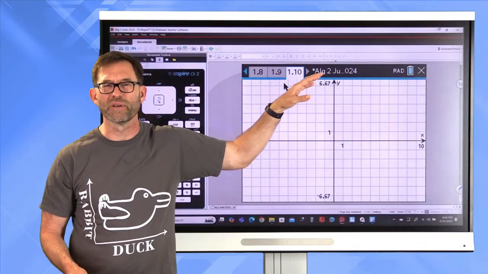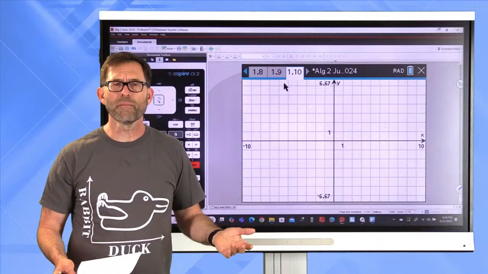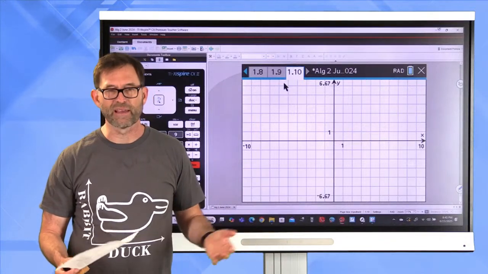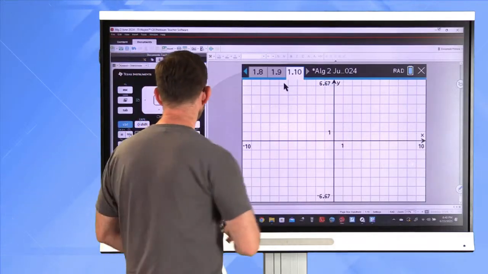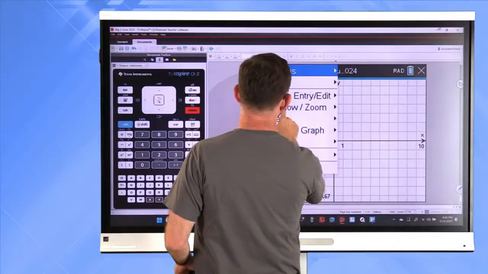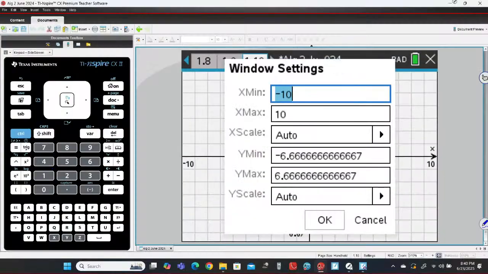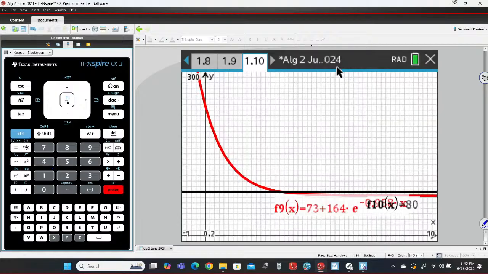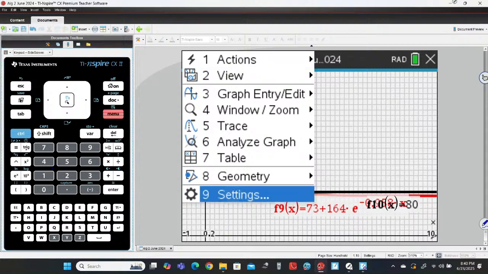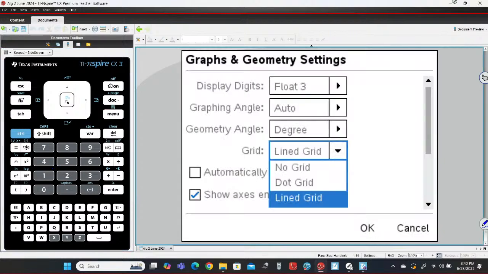It goes from like 0 to 6.67. But we're talking about temperatures that started off in the 200s, and now we're trying to figure out when it's equal to 80. So we have to adjust our window. I'm going to go into Menu, Window Zoom, Window Settings. I don't see any reason to have negative x's, but I'll do like -1 and 10 for whatever reason. That seems fine. I'll put a little negative y in there, but let's go up to 300 here, and there they are. You know what I don't like? I don't love having a grid on right now, so I'm going to turn my grid off.